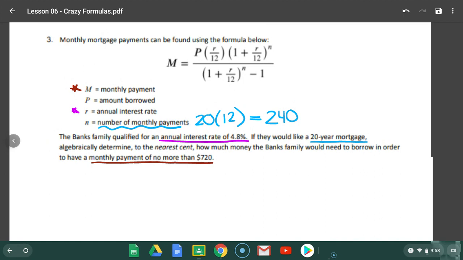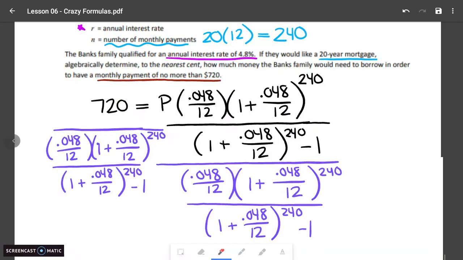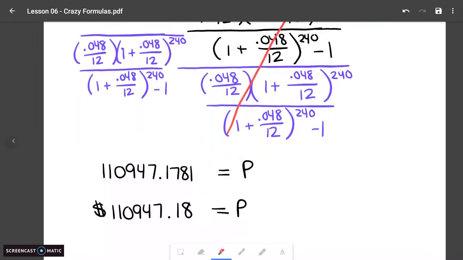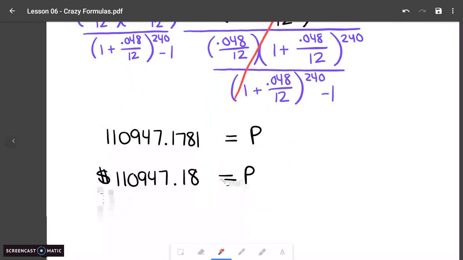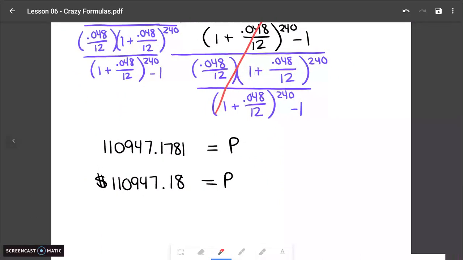So as long as I'm really careful and using my alpha y equals and my parentheses to make sure I have everything raised to the right part, I can kind of skip ahead and plug this all in and cancel that out. So I'm taking 720 divided by that whole long piece. When I do that, I should end up with 110,947.1781. And remember, we're rounding to the nearest cent and it's money. So we're looking at 110,947.18.